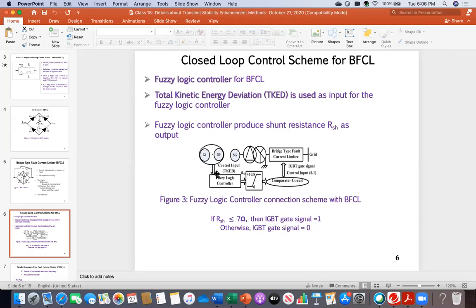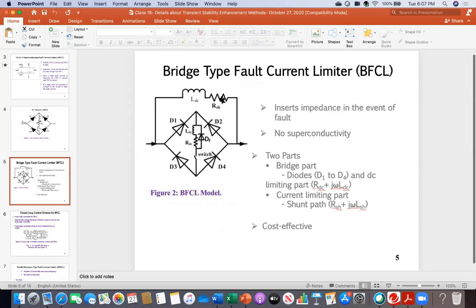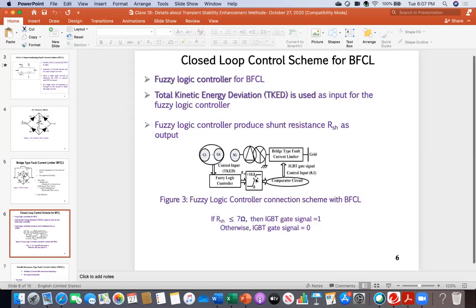Again, for example, as we discussed before, in case of braking resistor, total kinetic energy deviation. So you have a group of generators from where you are taking the input and then passing it through some nonlinear controller, in this case a fuzzy logic controller, and then some saturation, producing that RSH value. It's one type of control technique. There can be other types of control technique. This is just one example.